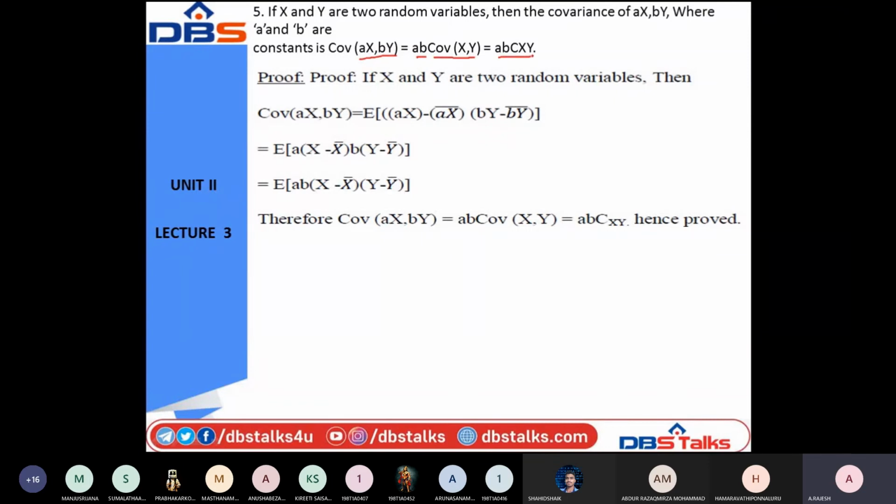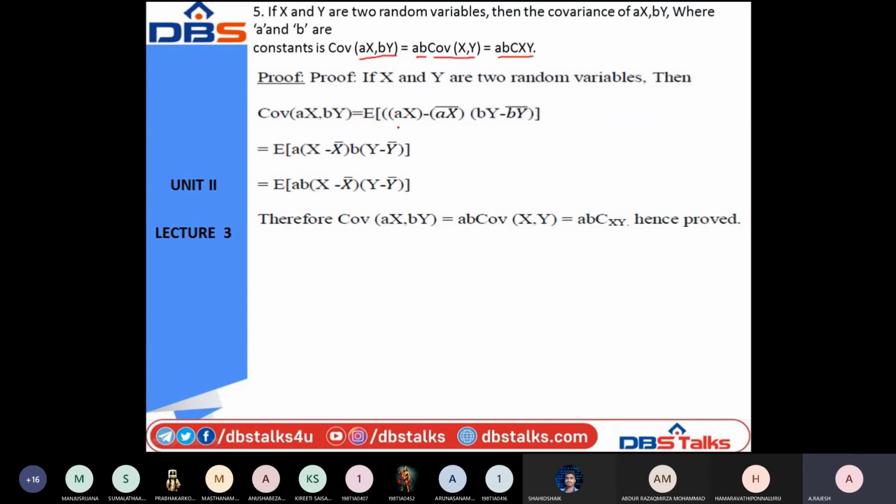We need to prove that one. If x and y are two random variables, then the covariance of aX, bY, the covariance of X, Y, can be written as the expected value of X minus X complement into Y minus Y complement. We have written it like this.